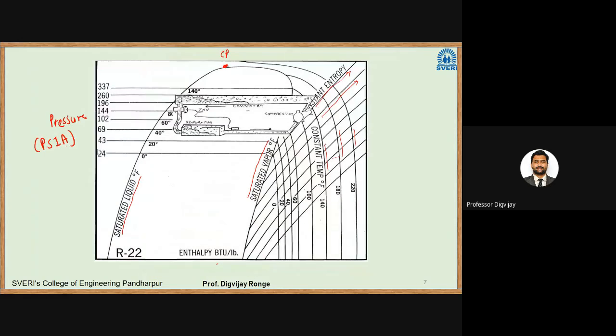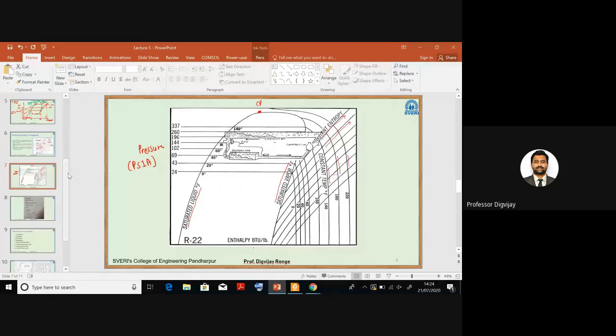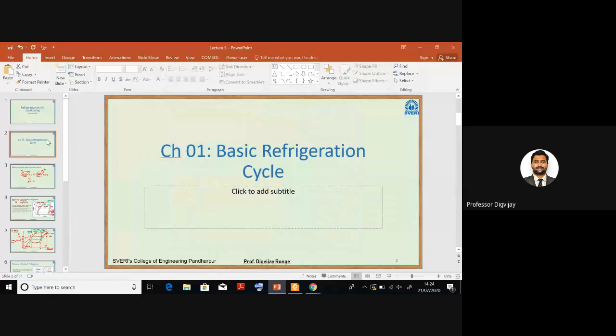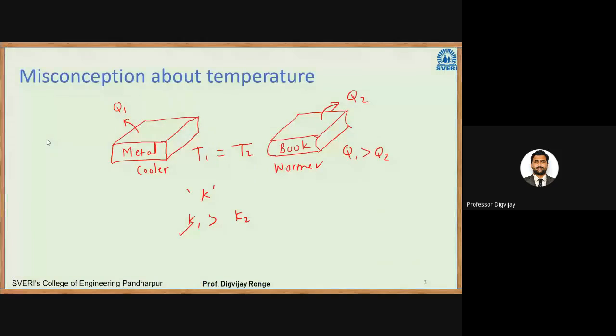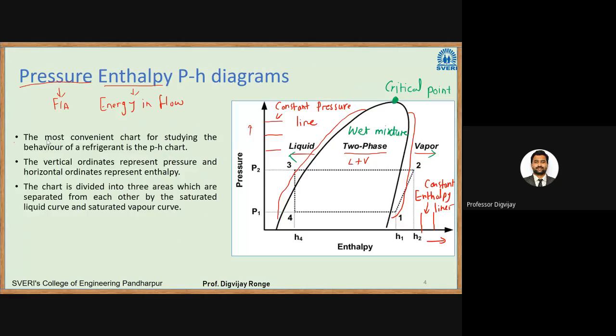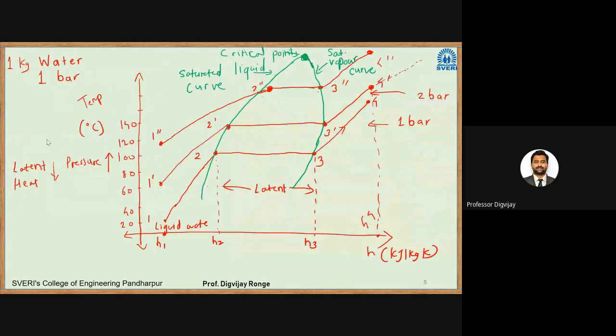We'll just quickly review whatever we have studied today. First we started with a misconception about temperature. Whenever you feel cool or warm, that is related to the rate of heat transfer, which indirectly relates to thermal conductivity. So it's not about temperature, it's about heat transfer. Then we saw the pressure enthalpy diagrams. This was the simplest diagram. Then I explained how to draw that pH diagram. In this case, we used the temperature versus enthalpy diagram, but a similar approach is used for pressure also.